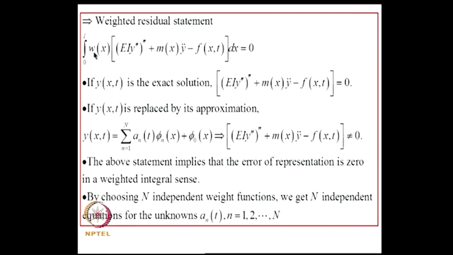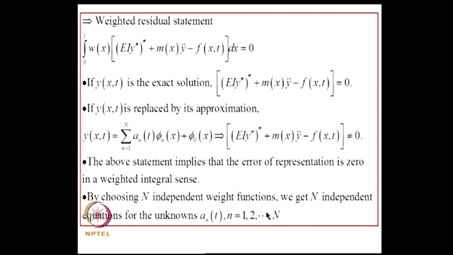We select a set of, suppose there are capital N generalized coordinates, we select a capital N set of weighting functions and write this equation for those capital N number of weight functions, and that leads to the equation for a n of t. So the above statement implies that the error of representation is 0 in a weighted integral sense. By choosing n independent weight functions, we get n independent equations for the unknowns a n of t, n equal to 1 to n, and that is how we formulate the problem.